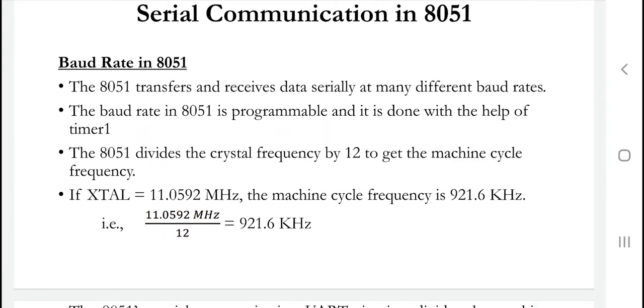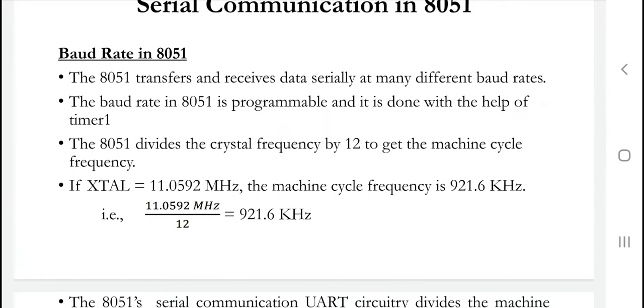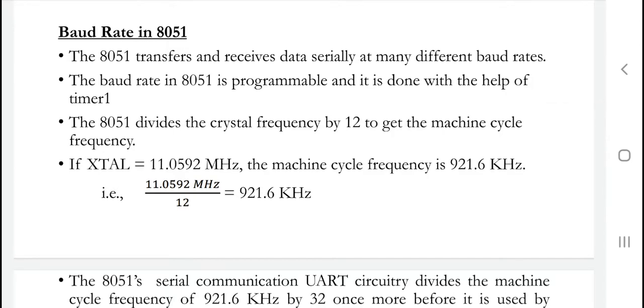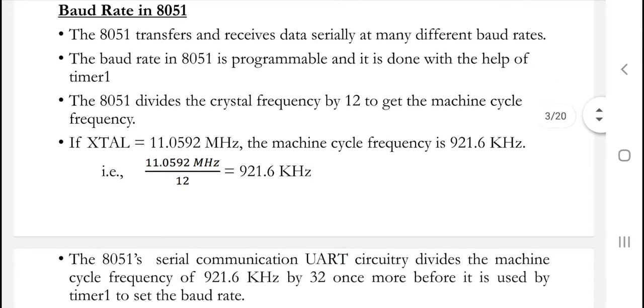A very important factor to be decided for sending the serial data is baud rate, the number of symbols per second. How many symbols you are transmitting per second, that is called the baud rate. It is a crucial factor in 8051. It must be programmable, and that is done with the help of timer 1. We know that we have two independent timers, timer 0 and timer 1. Timer 1 is used for setting the baud rate.